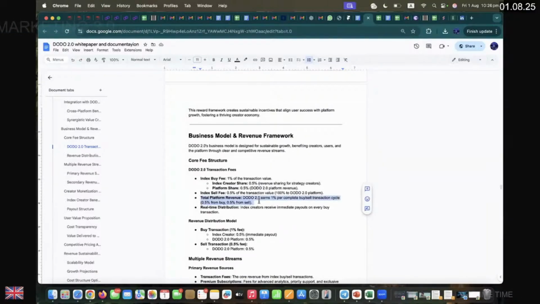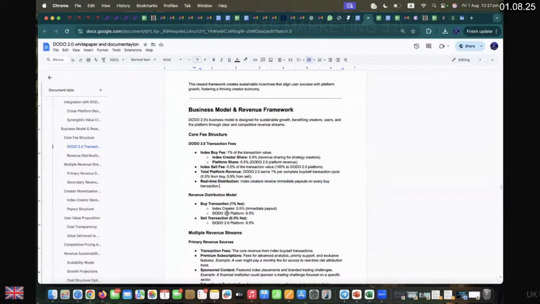Total performance revenue. Dodo 2.0 earns 1% on a complete buy-sell transaction cycle, 0.5% from buy, 0.5% from sell. And that's how we distribute the whole composition in the structure. So, real time distribution. All this distribution that you are seeing as a reward will be real time. So if you immediately achieve some reward, you will be paid out instantly. There will be no delays, no monthly rewards or annual rewards or quarterly rewards. It will be instant.